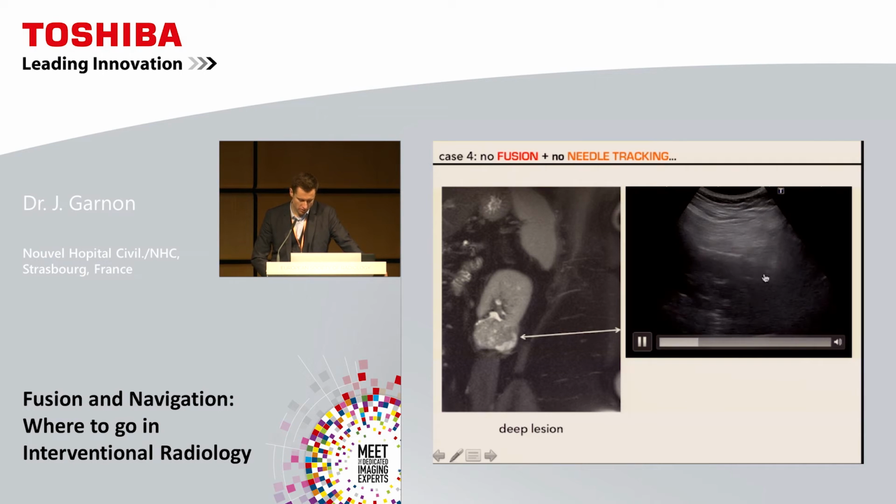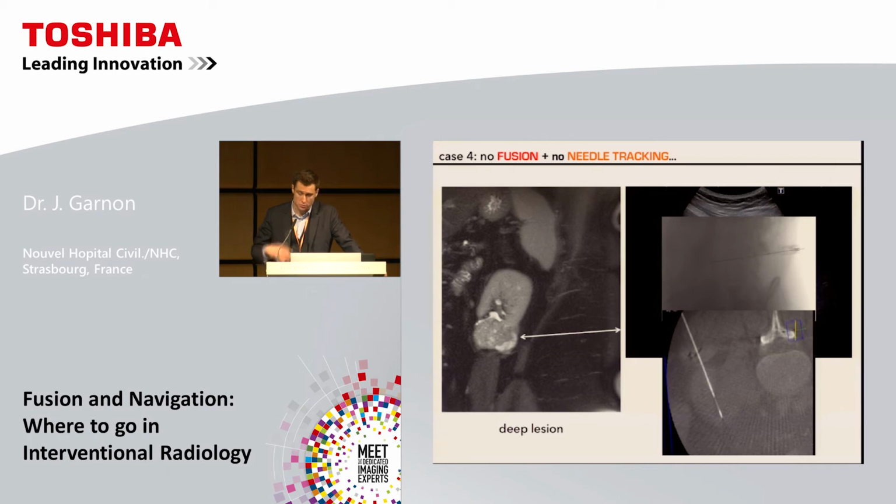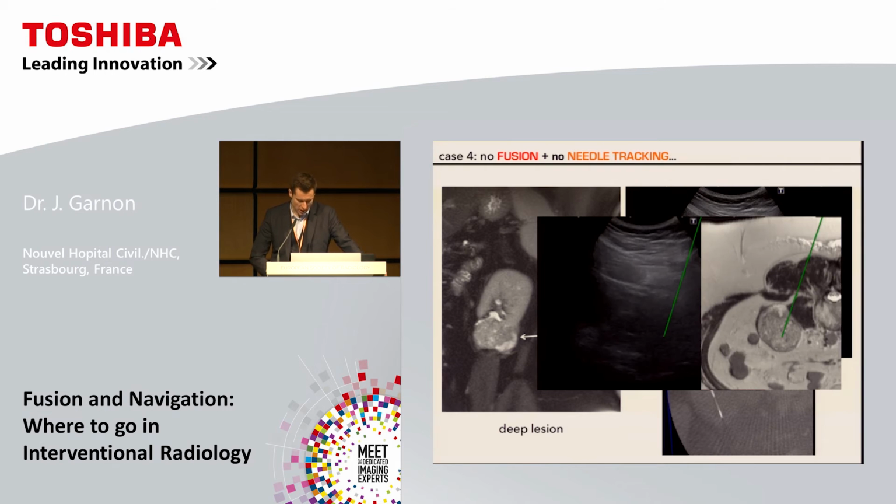The mass is here. You can imagine that my needle is here. However, once I was in the lesion, I was wondering where the exact position of my semi-automatic needle really was. Hopefully I was in the CT room, and we did a 3D acquisition that showed that we were in good position. However, I would have loved to see that. So if I had taken 5 minutes more to do fusion and needle tracking, this is the kind of images you can have, and so you are much more confident for your procedures.